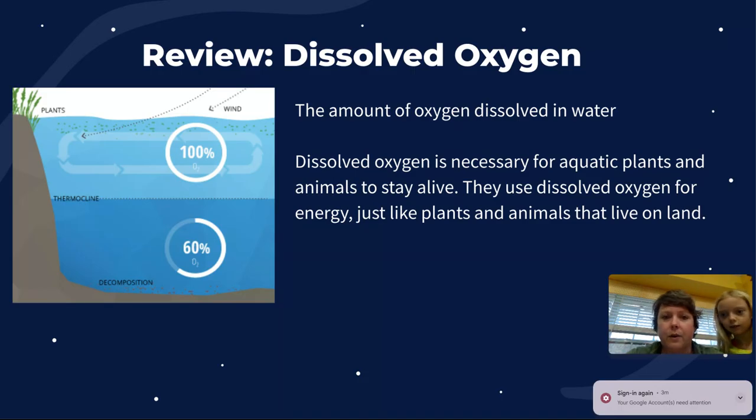Dissolved oxygen is necessary for aquatic plants and animals to stay alive. Of course, they use the dissolved oxygen to make energy, just like they do on land. They use it for their cellular respiration.